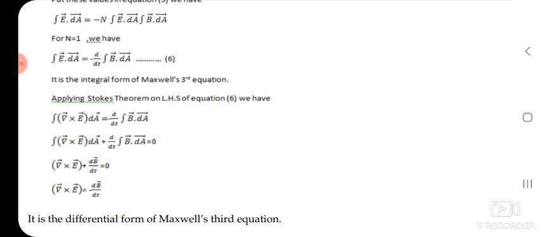In this way we can derive Maxwell's equations. Tomorrow we will derive Maxwell's fourth equation. If you have any doubt related to Maxwell's second and third equations, you can ask me. Thank you.